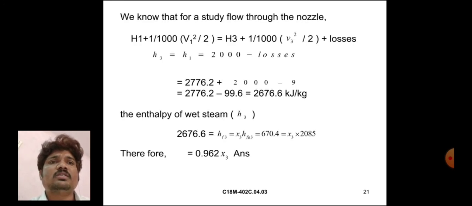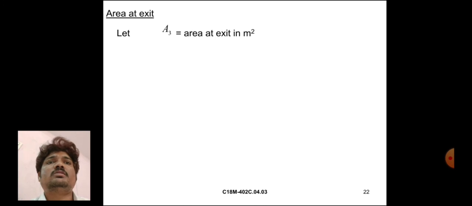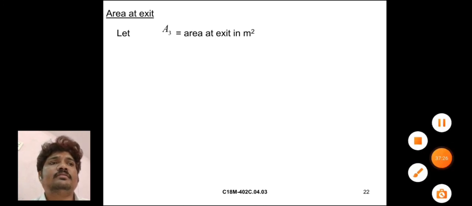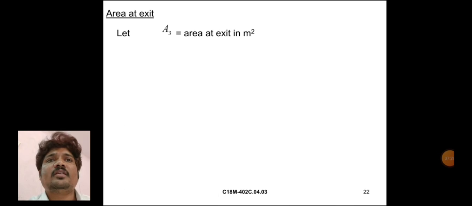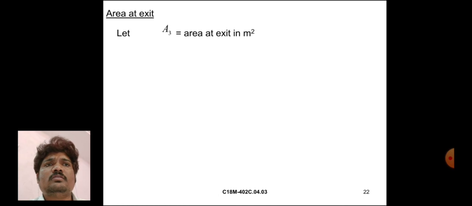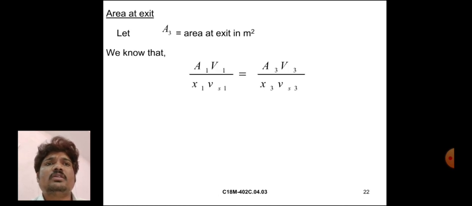Enthalpy of wet steam is... area at exit. Let A3 be the area at exit in meter square. We know that A1 V1 by X1 Vs1 is equal to A3 V3 by X3 Vs3.